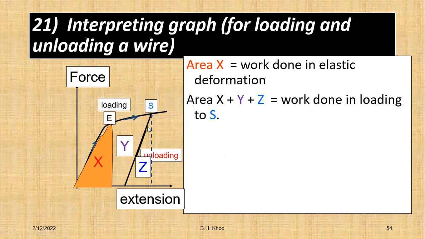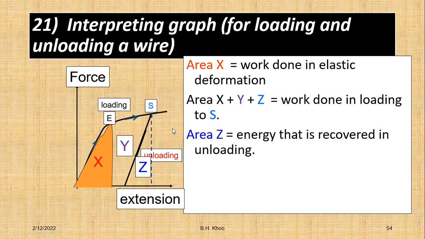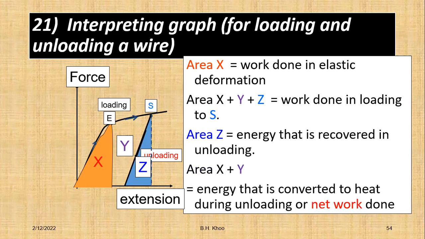Right? We show it unloading. We show an arrow down there. This is unloading. We stretch up to S and unload. Remove the load. So Z is the energy that's recovered. Right? Whatever energy we put in, we get it back. So the energy is recovered. Right? We need to know how to interpret. That's returned to us. X and Y doesn't return to us anymore. Right? Area X and Y, energy converted to heat.